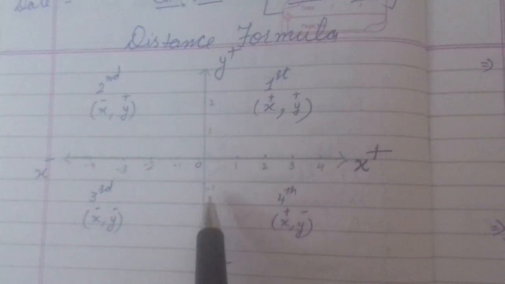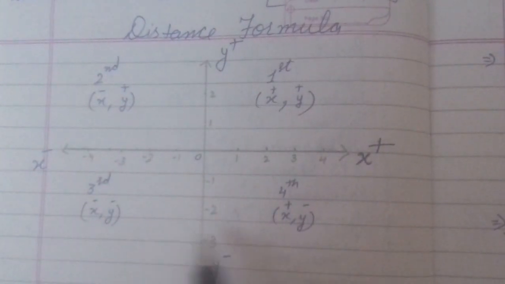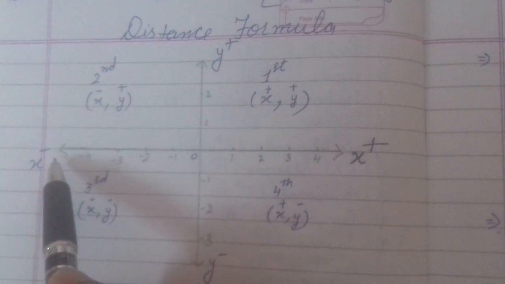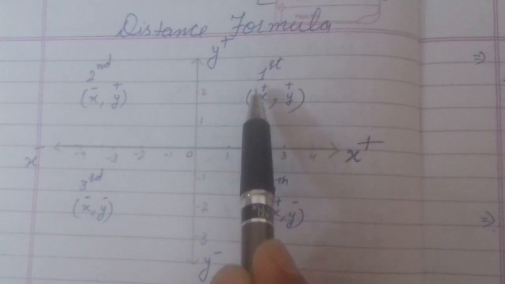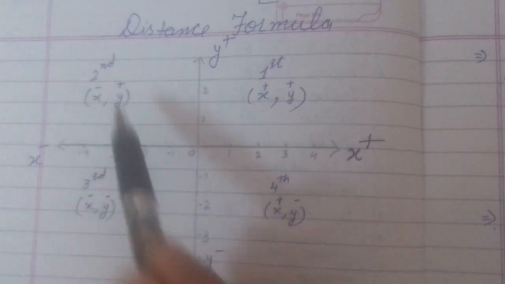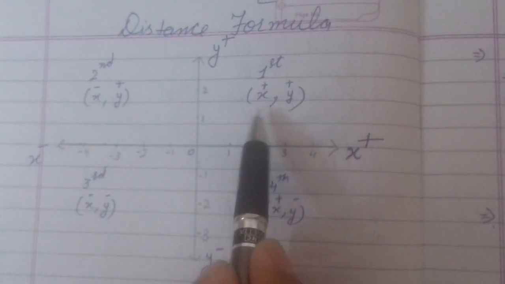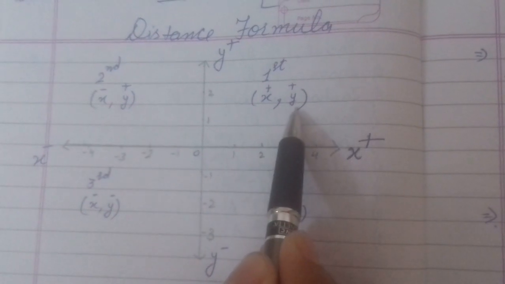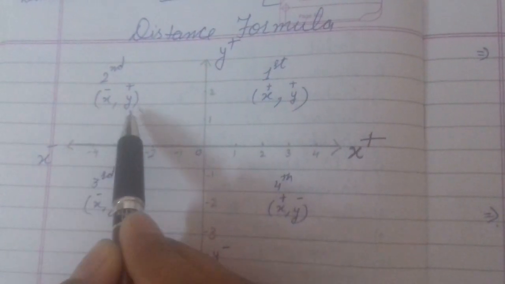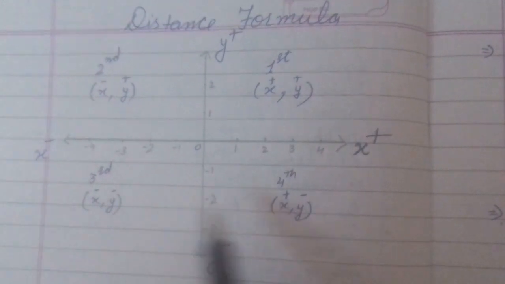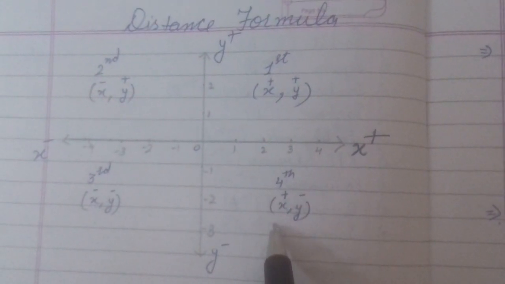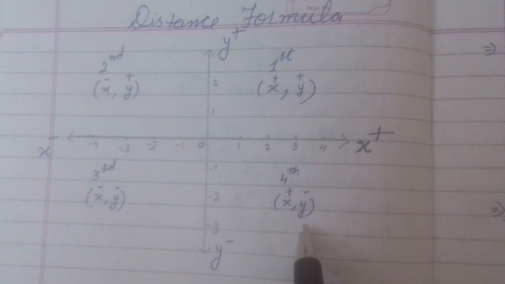Students, let's discuss the basics of the chapter. Again, you know that this is the x-axis, this is the y-axis. It has 4 quadrants: first, second, third and fourth. In the first quadrant, x and y both are positive; x is negative and y is positive in the second quadrant. In the third quadrant, both are negative, and in the fourth quadrant, x is positive, y is negative.